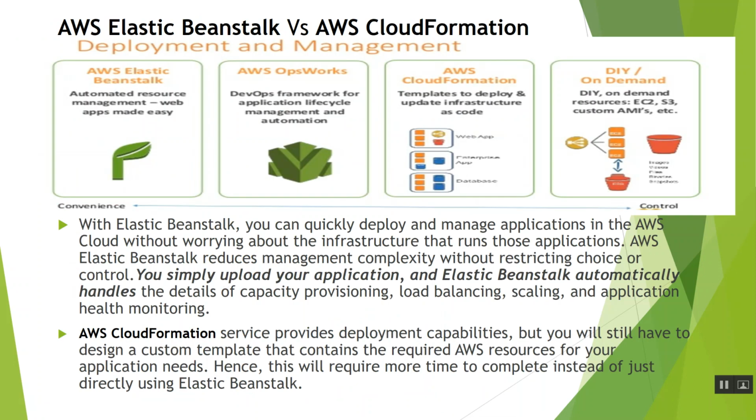The next one is AWS Elastic Beanstalk versus AWS CloudFormation. The main difference here is that Elastic Beanstalk is automated resource management. With Elastic Beanstalk, you can quickly deploy and manage applications in the AWS cloud without worrying about the infrastructure that runs those applications. AWS Elastic Beanstalk reduces management complexity without restricting choice or control. You simply upload your application, and Elastic Beanstalk automatically handles the details: capacity provisioning, load balancing, scaling, application health monitoring, and things like that.